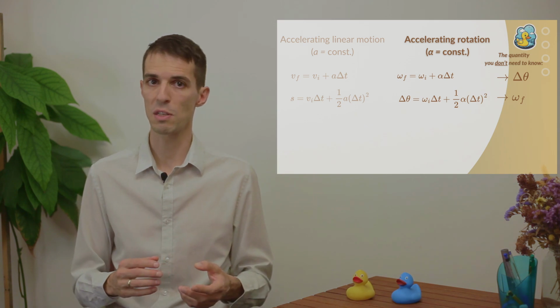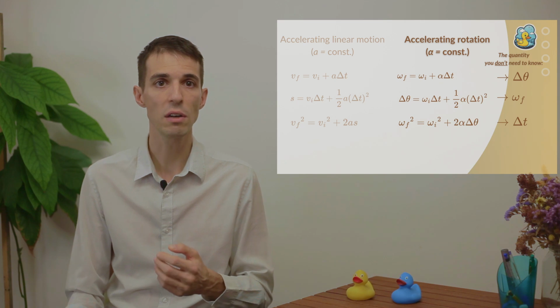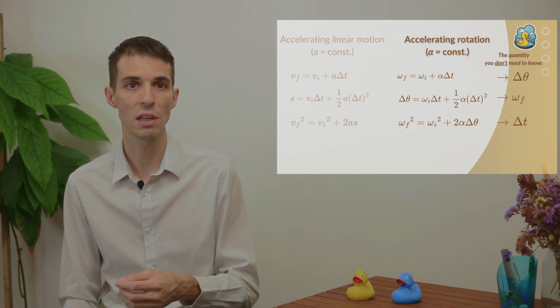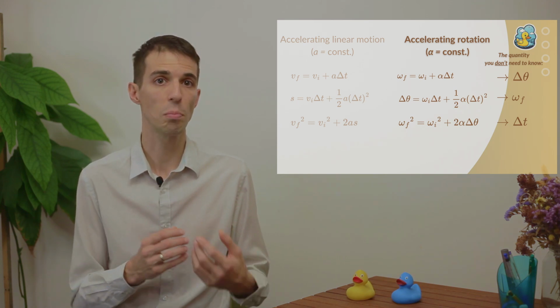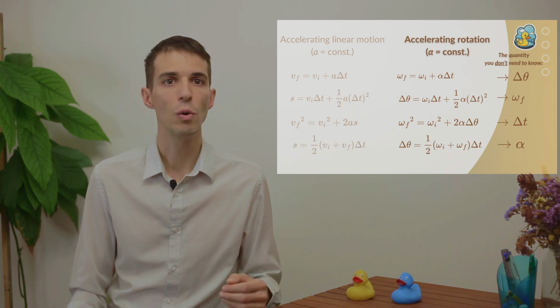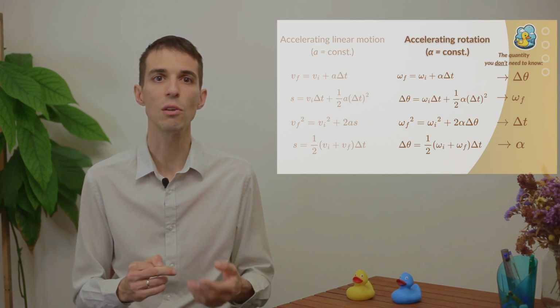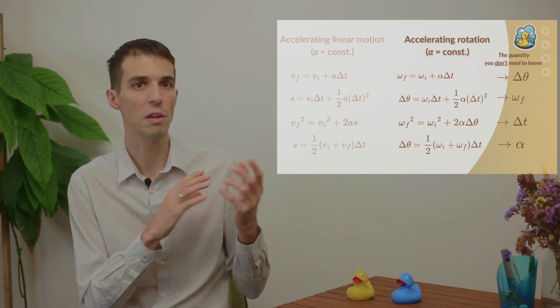calculate angular displacement. Then we have omega final squared equals omega initial squared plus 2 alpha delta theta, which relates the final angular velocity to the angular displacement. And finally, we have theta equals 1/2 times omega initial plus omega final, times t, which gives us the angular displacement based on the average angular velocity, half of their sum.